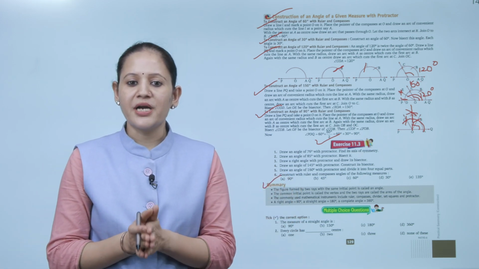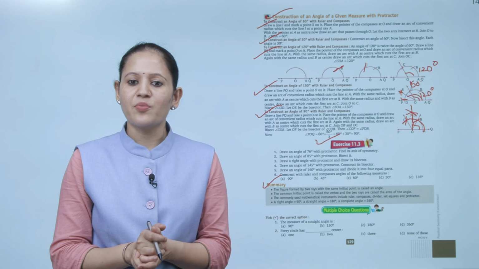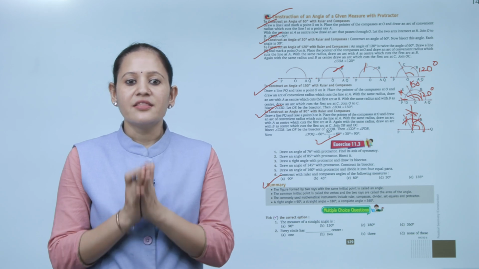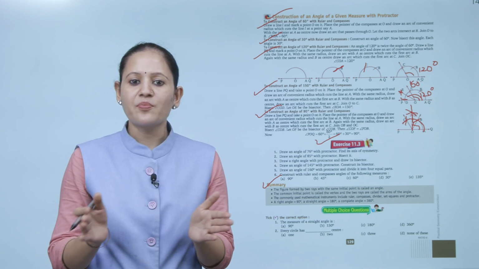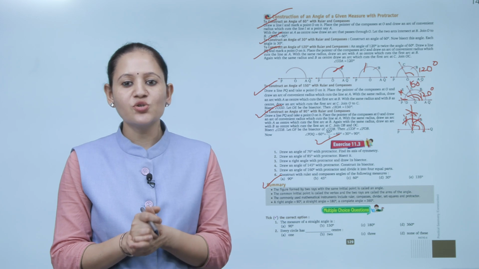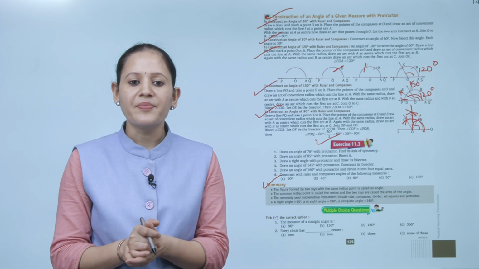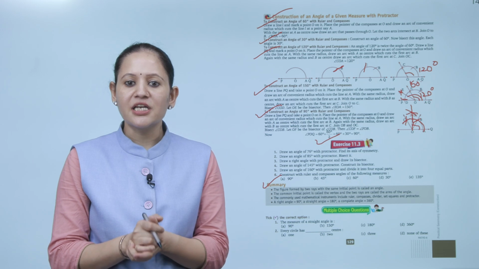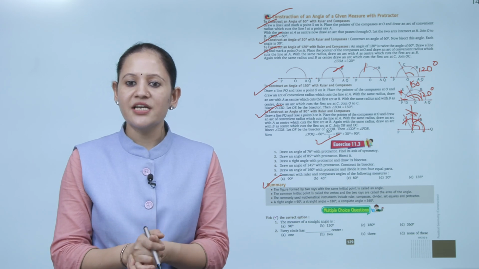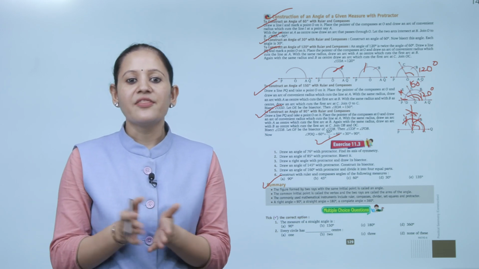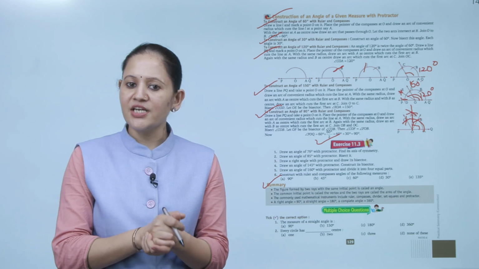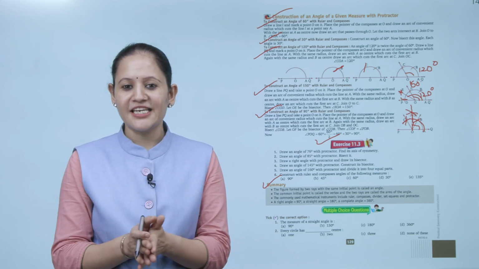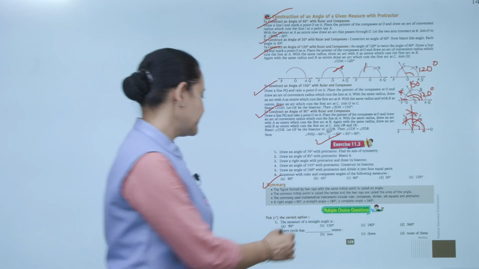The figure formed by two rays with the same initial point is called an angle. The common initial point is called the vertex, and the two rays are called the arms of the angle. The commonly used mathematical instruments include the compass, divider, set square and protractor. The right angle is 90 degree, straight angle 180 degree, complete angle 360 degree. Next is multiple choice questions.